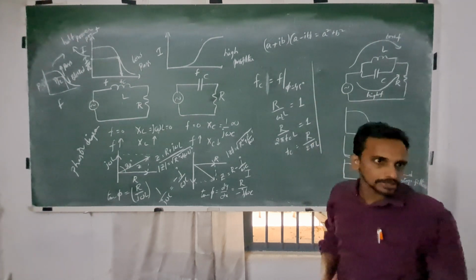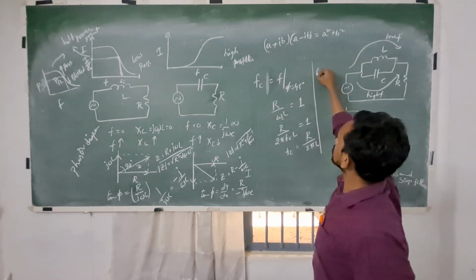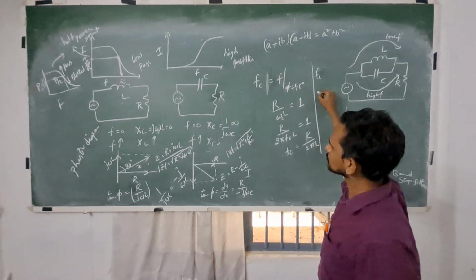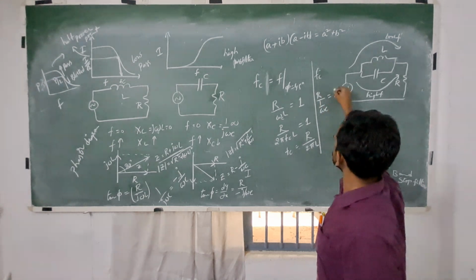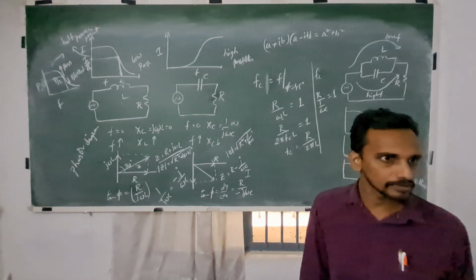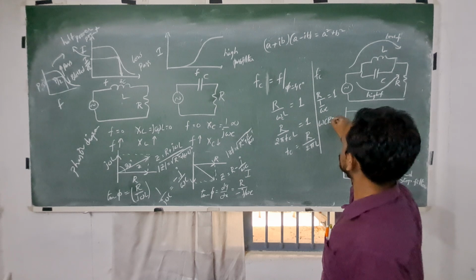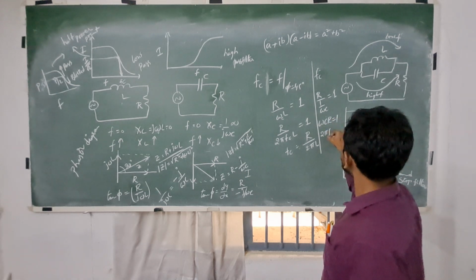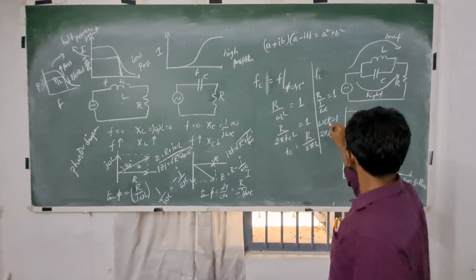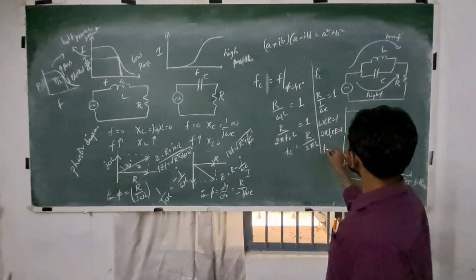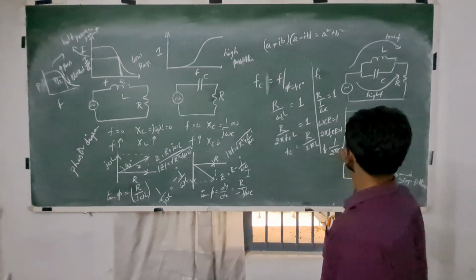What about the capacitor? Work it out. R by 1 by omega C is 1, so omega C R is 1. 2 pi FC R is 1. FC is 1 by 2 pi C R.